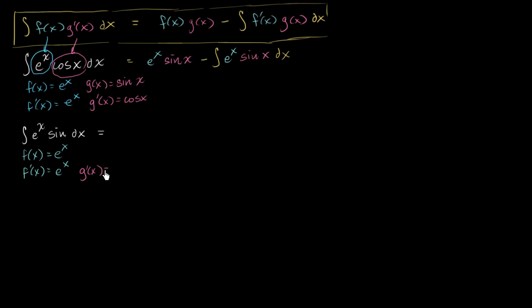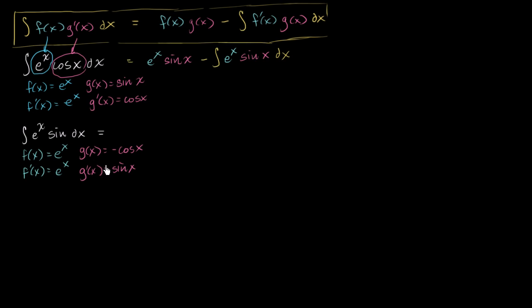G prime of x is equal to sine of x, which means that its antiderivative is negative cosine of x. The derivative of cosine is negative sine, and the derivative of negative cosine is positive sine. So once again, let's apply integration by parts.